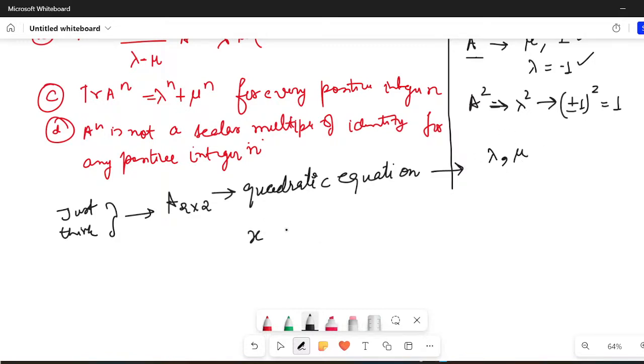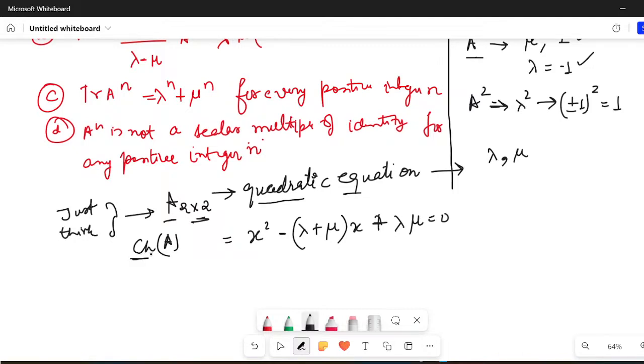The corresponding quadratic equation would be x square minus (lambda plus mu) x plus lambda into mu equal to 0, right? So if A is a 2 cross 2 matrix, then the characteristic polynomial will be a quadratic equation whose roots are given to be lambda and mu, because the roots of the characteristic polynomial are the eigenvalues. So this will be your characteristic equation of A.